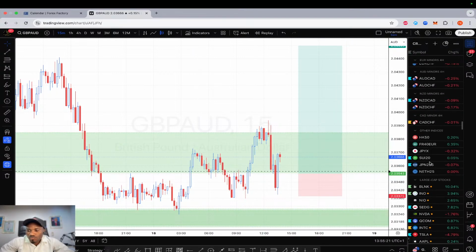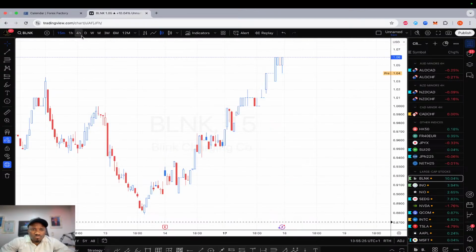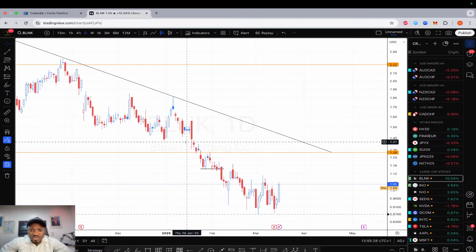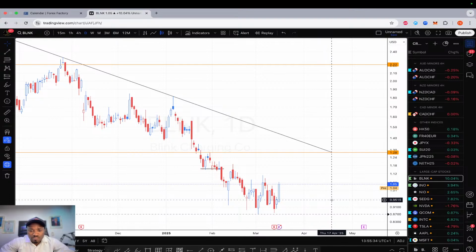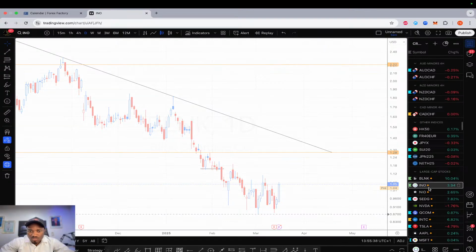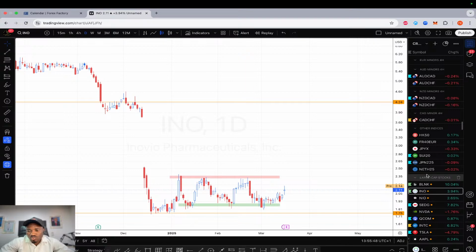Now let me just show you some of the stocks I'm holding on to. I told traders in my physical class, I think that was last month, I'm holding on to the stock of BLNK. That is Blink Charging Corporation. I bought a lot of shares at a very low price level, and I have Inovio Pharmaceuticals Incorporated, so I bought shares as well. So these are the shares I'm still holding on to.